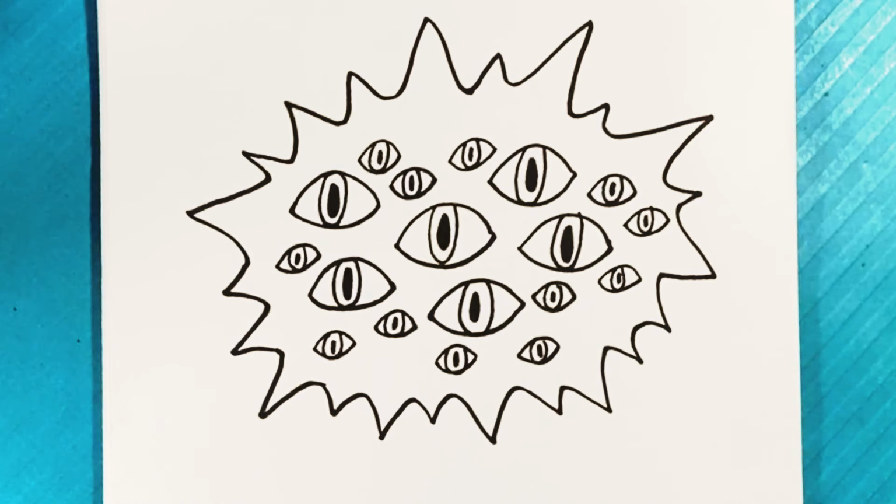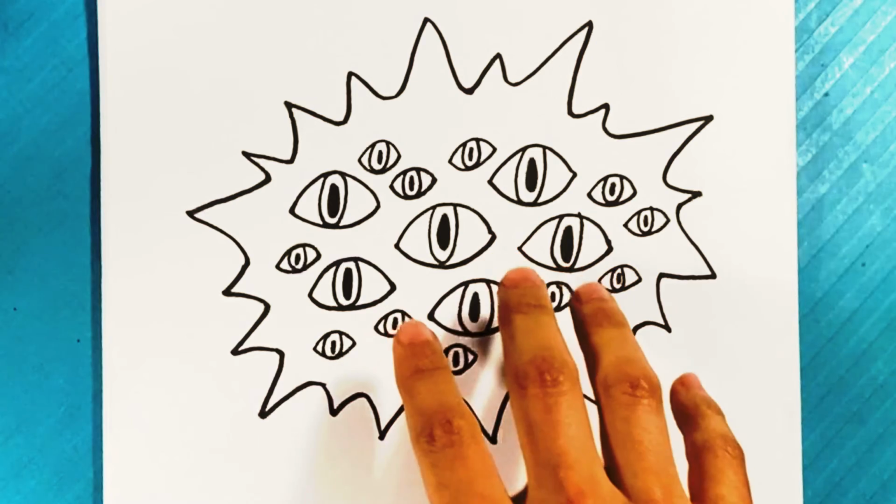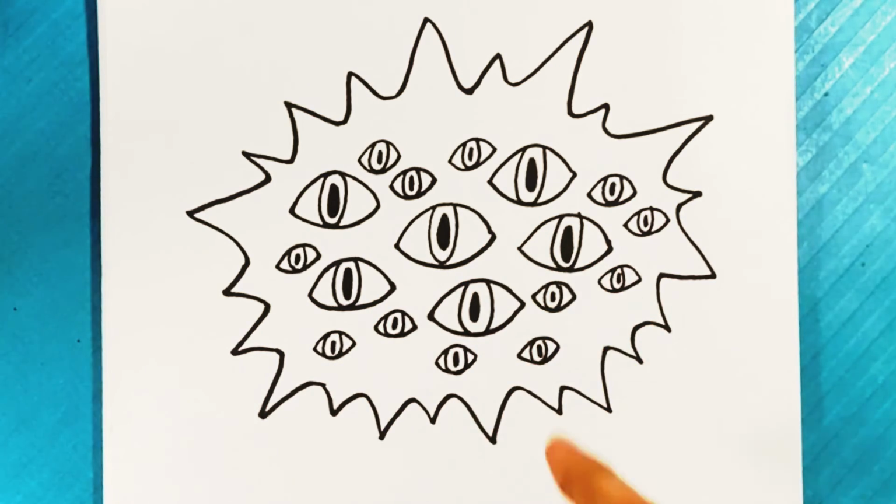I hope you had an okay time doing this. Hopefully you learned how to do this. Start with the main eyes and then go to the secondary eyes. You take everything by steps, okay?